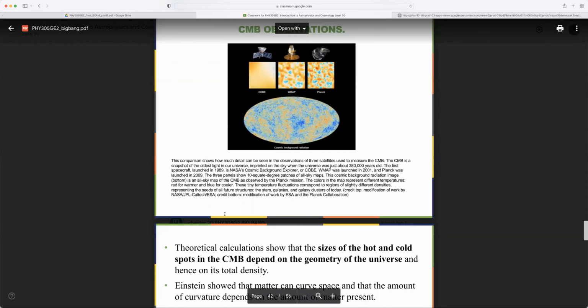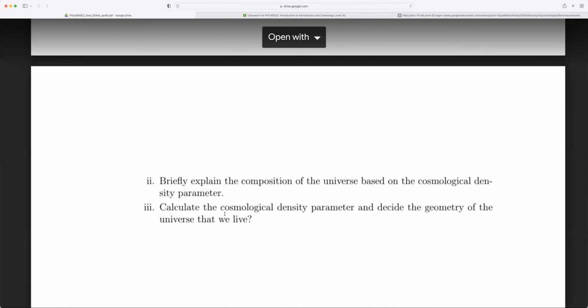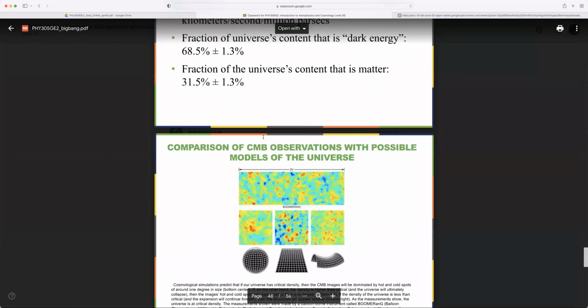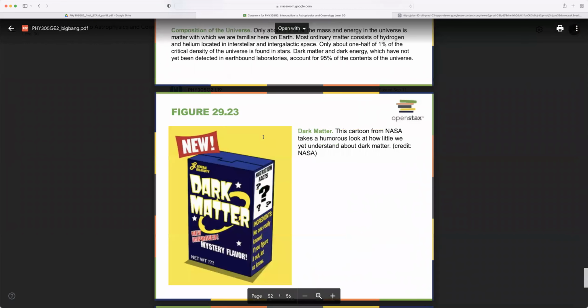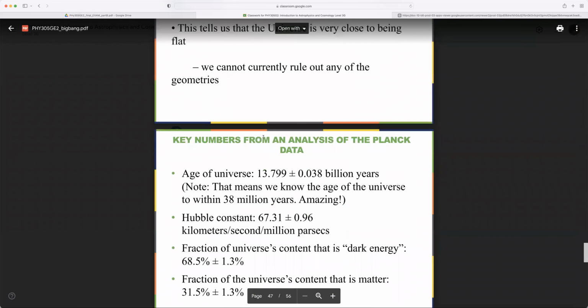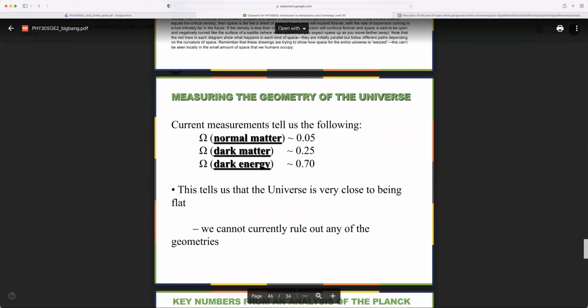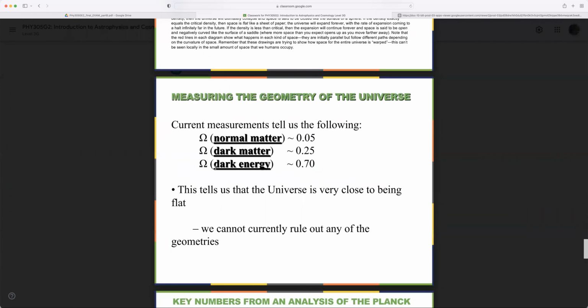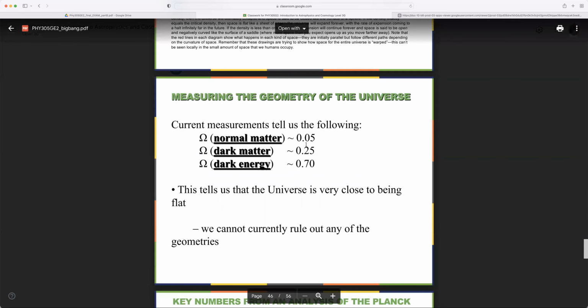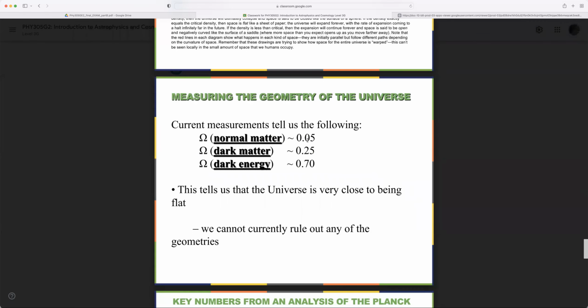Right, and the last one is calculate the cosmological density parameter and decide the geometry of the universe. Now, once you know how to find the composition of the universe based on the cosmological density parameter, the calculation is very simple. Because you just need to add those three components, right? So the composition is this one, and the density parameter you need to calculate is just the addition of these three, right? 0.7 plus 0.25 plus 0.05. So basically that will be very close to one, right?